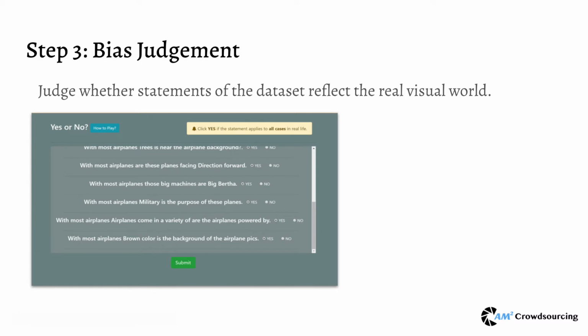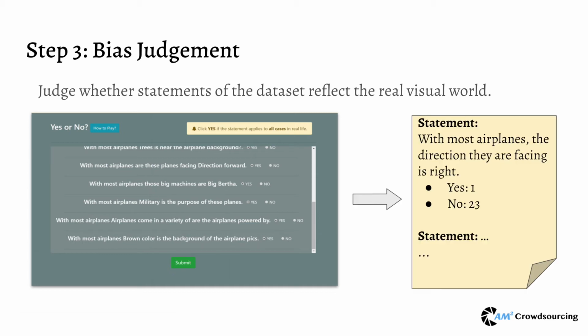In the last step, bias judgment, we show the statements to another group of workers and ask them to judge whether statements of the dataset reflect the real visual world. For example, the statement, with most airplanes the direction they're facing is right, could have majority vote on no, indicating this statement is not true in real world. Finally, we sort the bias statement list from the most voted to the least voted as the final output of our workflow. Then we conducted 2 evaluation studies.